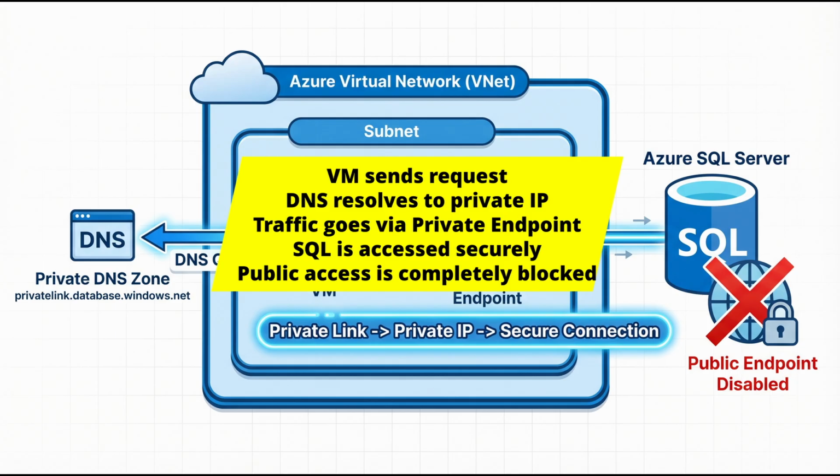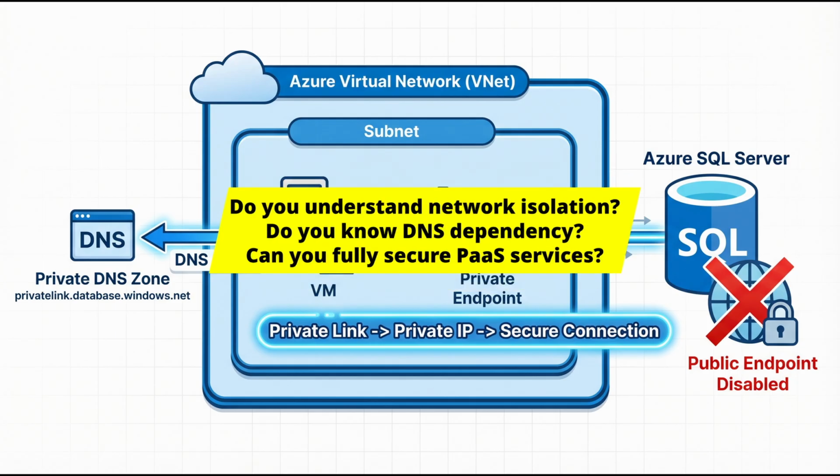VM sends request, DNS resolves to private IP, traffic goes via private endpoint, SQL is accessed securely, and public access is completely blocked. Not just clicks. Microsoft is testing, do you understand network isolation? Do you know DNS dependencies? And can you fully secure PaaS services? So remember this, security is not just about blocking access, it is about controlling how access happens. So in SC-5002, Microsoft won't ask what is private link. Instead, it will give you an exposed SQL server and will ask, can you make it private in the right way?